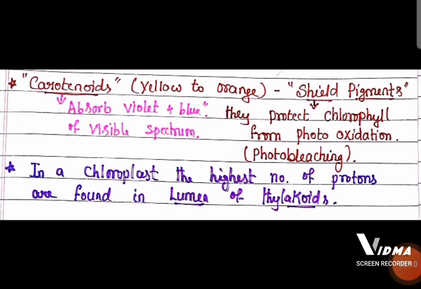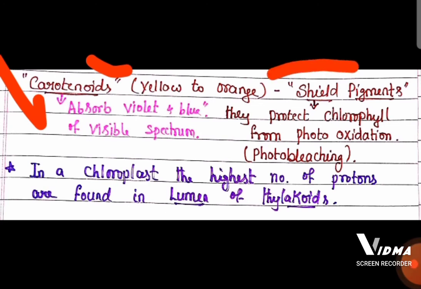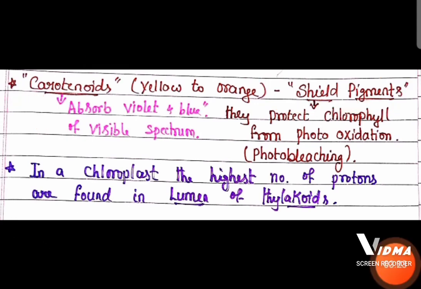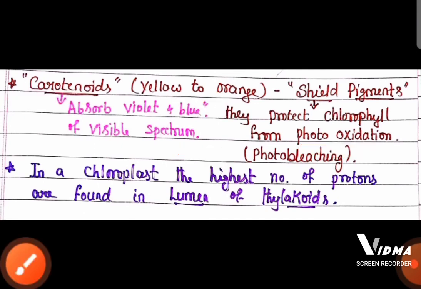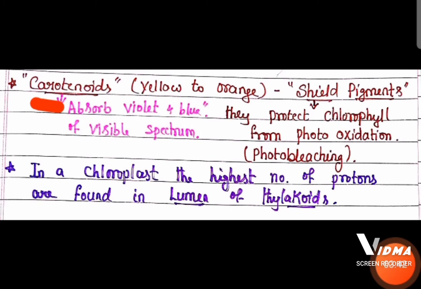Another important pigment in plants is carotenoid, which is yellow to orange in color. And remember students, carotenoid is considered a shield pigment. Why? Because carotenoid protects chlorophyll from photobleaching and photooxidation. That's why carotenoid is considered a shield pigment. And remember, carotenoid absorbs violet and blue colors of the visible spectrum.